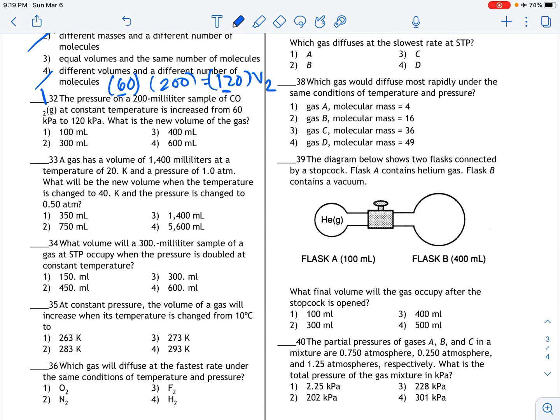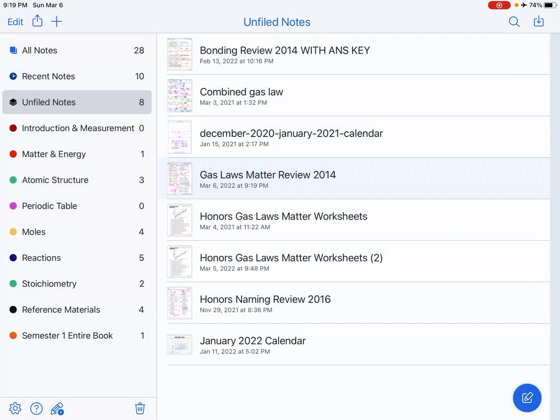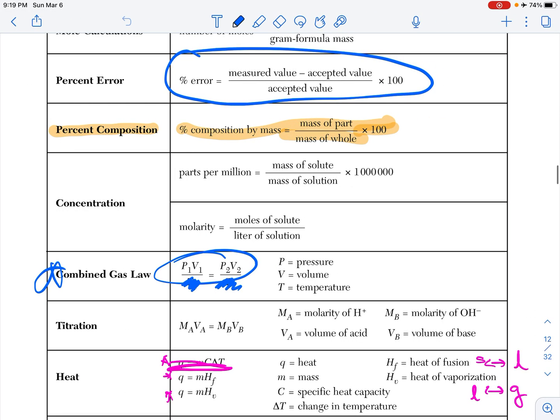33. A gas has a volume of 1,400 milliliters at a temperature of 20 K and 1 atmosphere. Okay, so I see volume is changed. We're going to have temperature change and pressure. So this is combined gas law. In this case, we're going to need everything. So P1 V1 over T1 equals P2 V2 over T2.